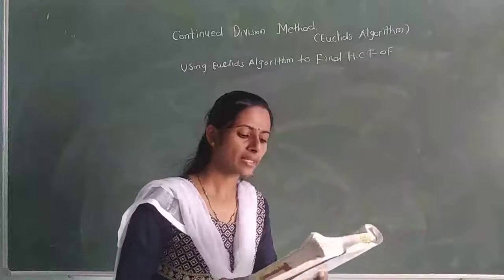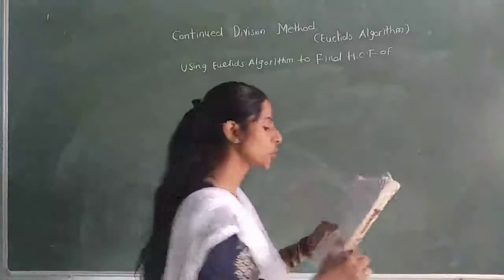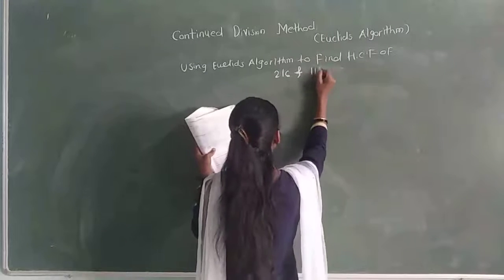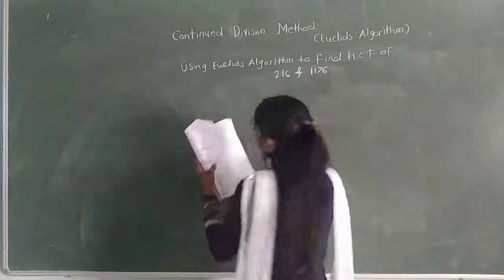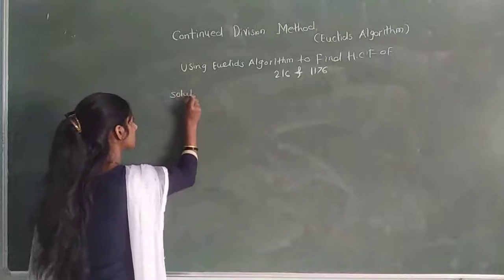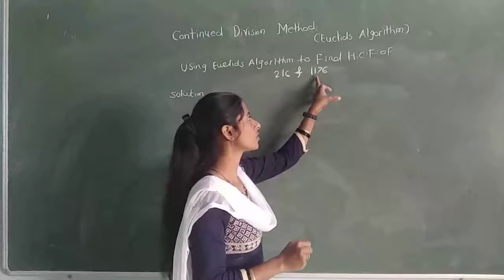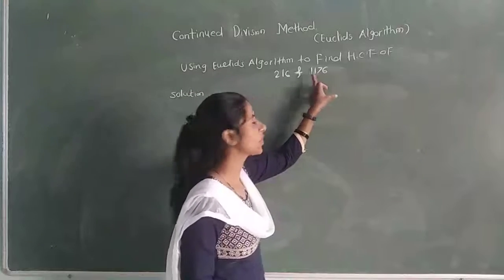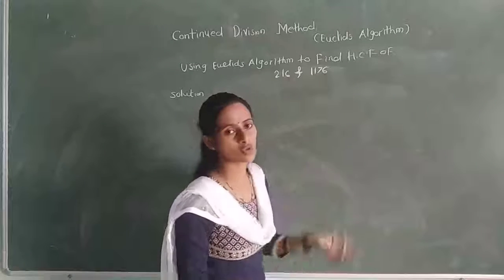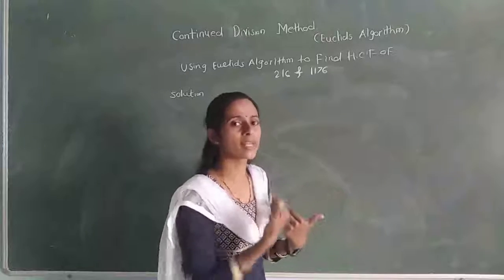Okay, so determine the SCF of 216 and 1176. Let's check the first solution. Clearly 1176 is the greater number and 216 is the smaller number. So take the greater number as the dividend and the smaller number as the divisor.